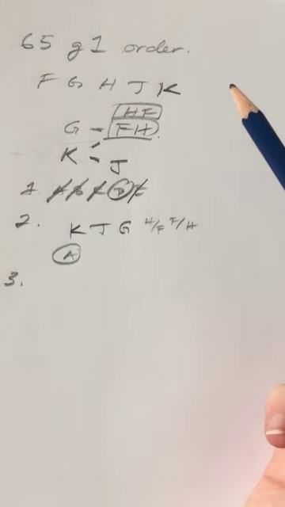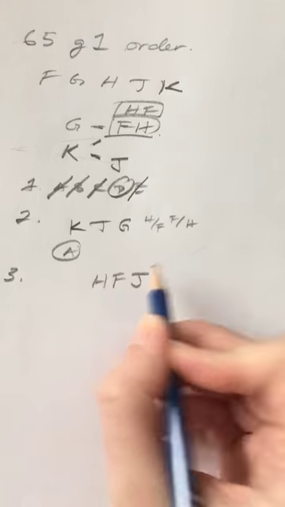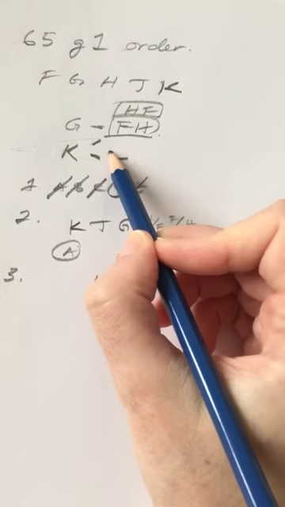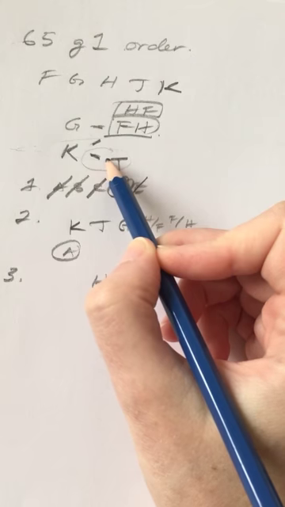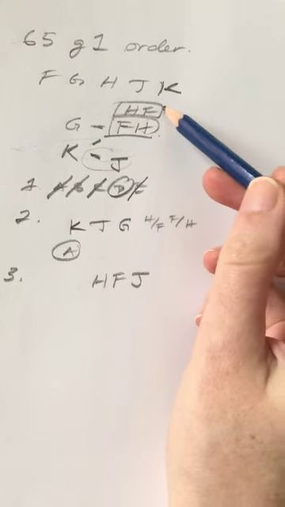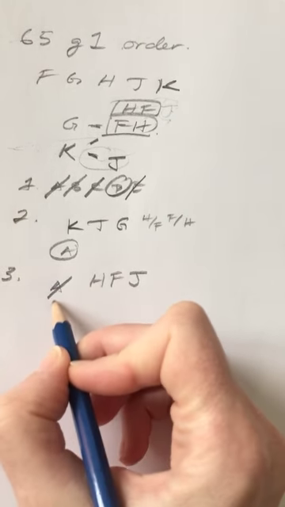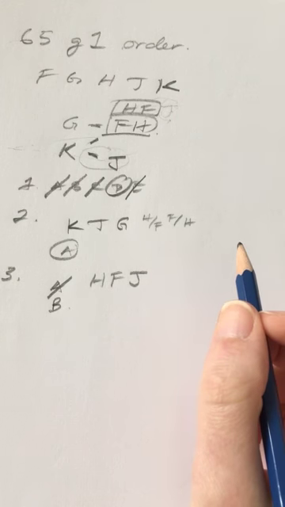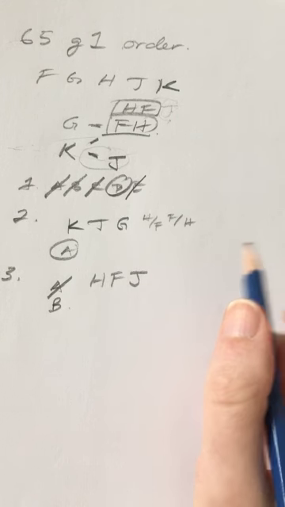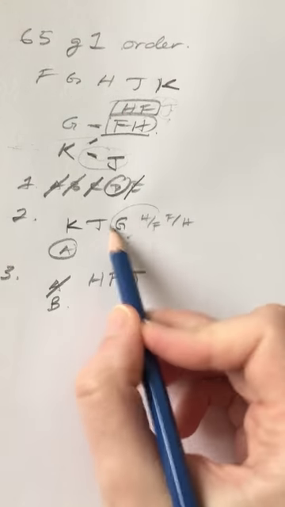Could we have F immediately before J? So we could have HFJ, that's possible, right? J doesn't have a known relationship to this set, so J could just sneak in there and be right next to F. That's possible, so A is out. B, G performs immediately before H, also possible, right? We actually have an example of that right here.